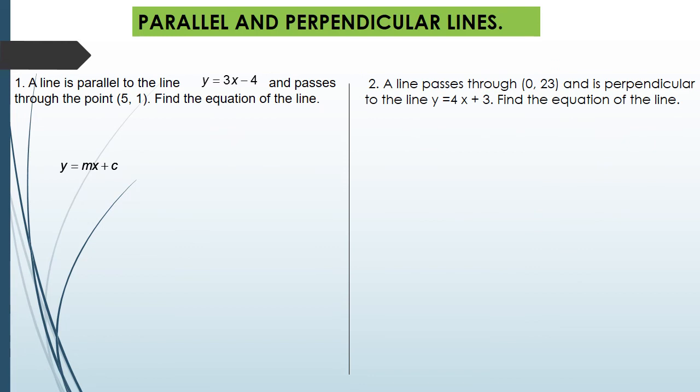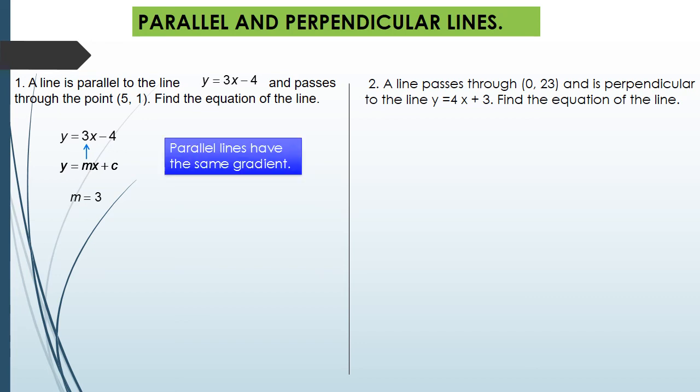Perpendicular lines and parallel lines. A line is parallel to y equals 3x minus 4 and passes through the point (5, -1). Find the equation of the line. We know that the equation of the line is y equals mx plus c. Our m is 3. Parallel lines have the same gradient. If two lines are parallel, their gradient would be the same. So in this case, the gradient is 3.